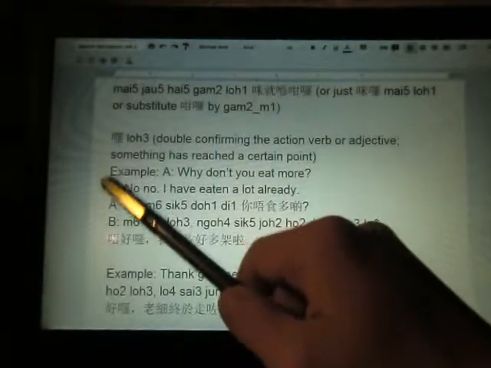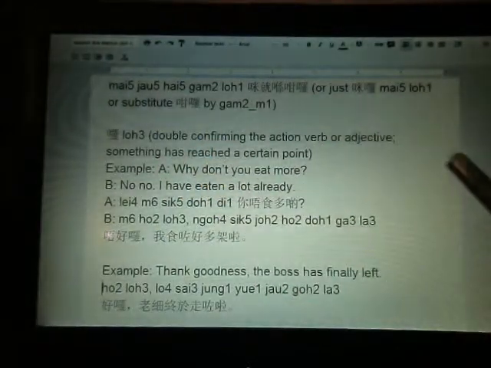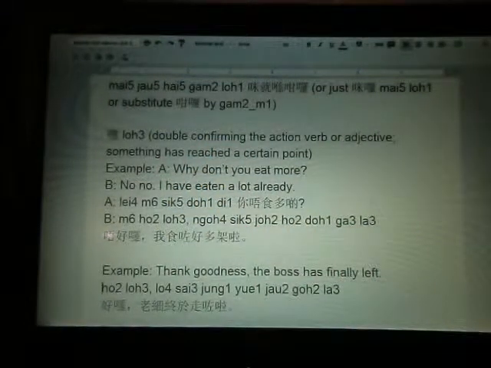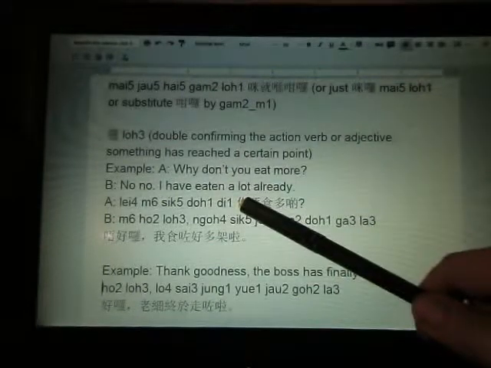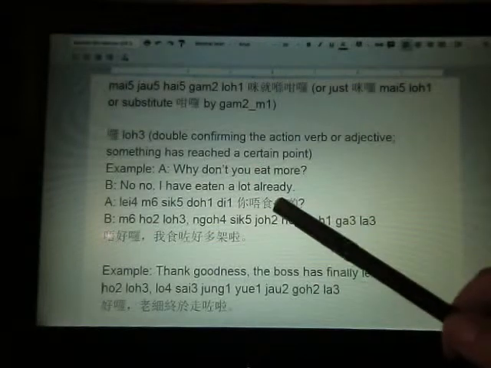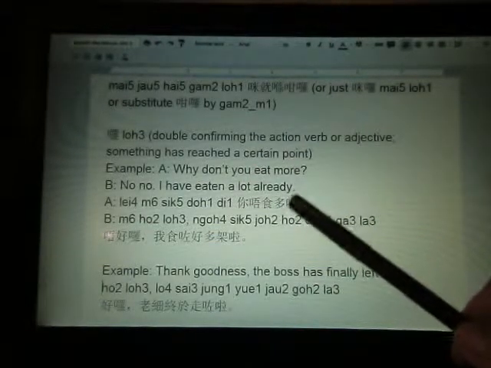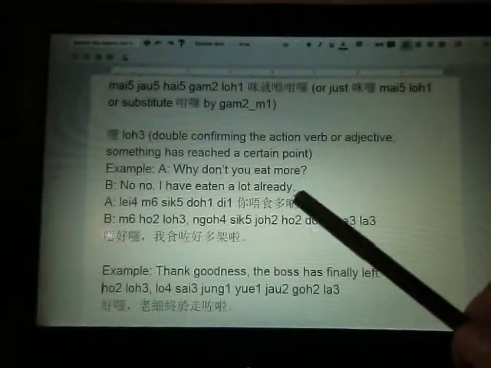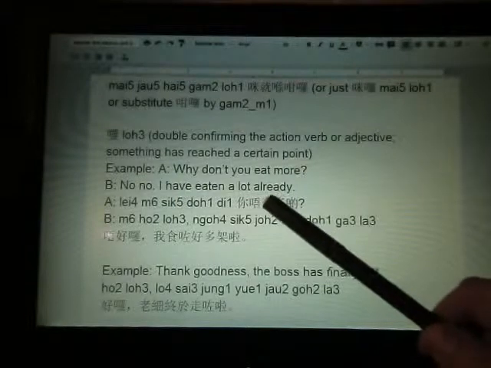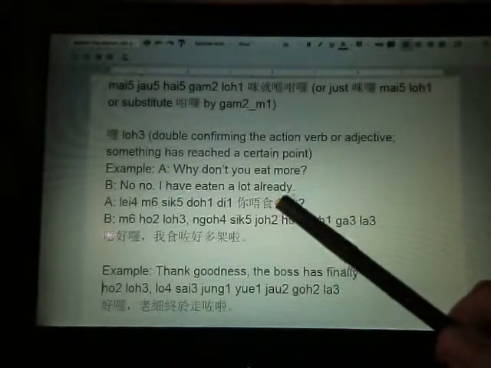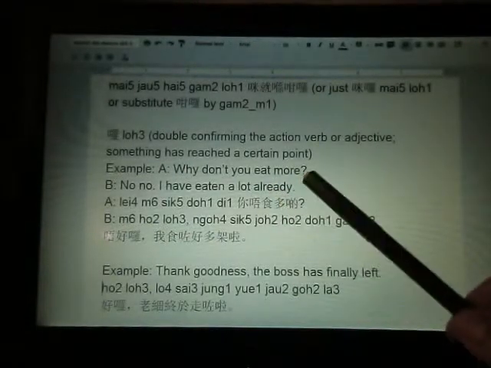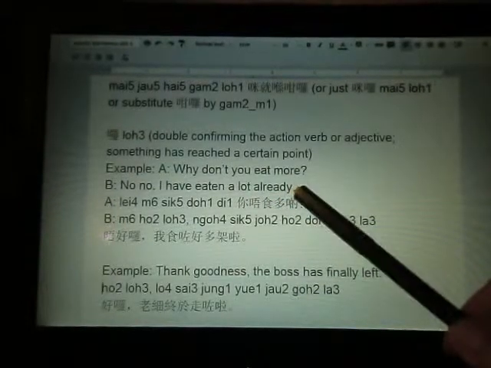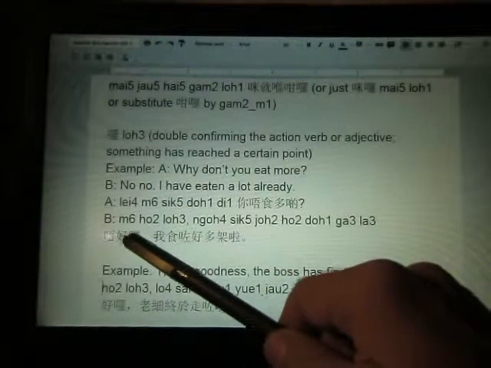Okay, so let me give you an example with two people conversing. A says, why don't you eat more? And then B says, oh no, I have eaten a lot already, so you don't want any more. So A: 你唔食多啲, don't eat a little bit more? Right? It's actually similar to English. In English you say something like, oh, you don't eat any more. So here it adds a rising tone towards the end to indicate that this is a question. 你唔食多啲 forms a question. And people will say 唔好咯, it's really enough.